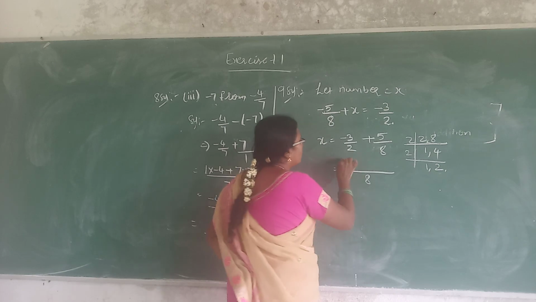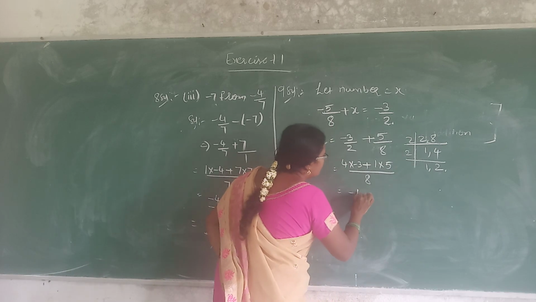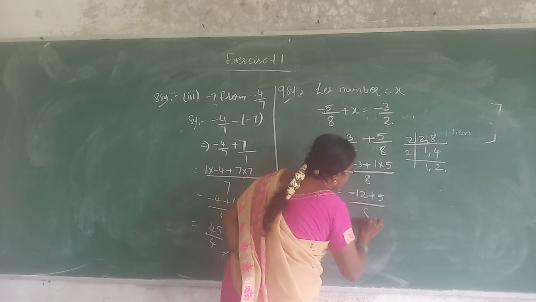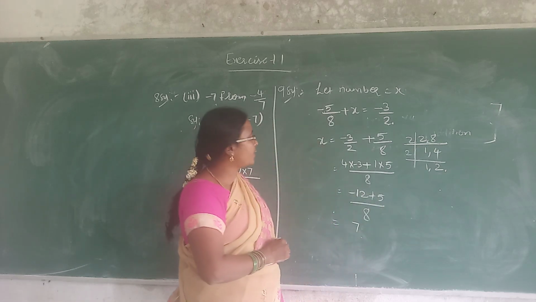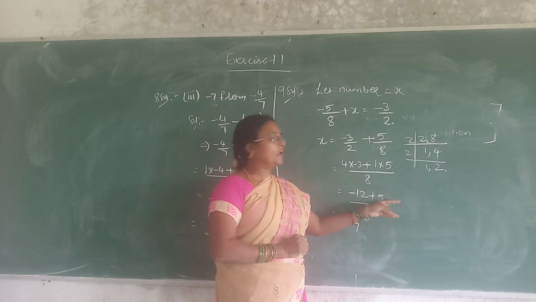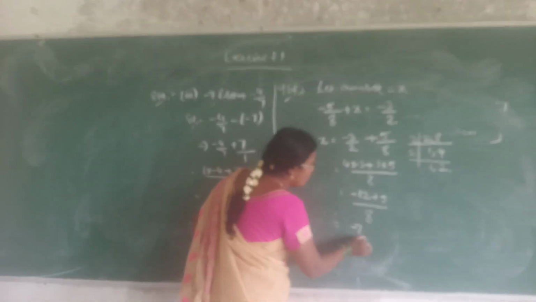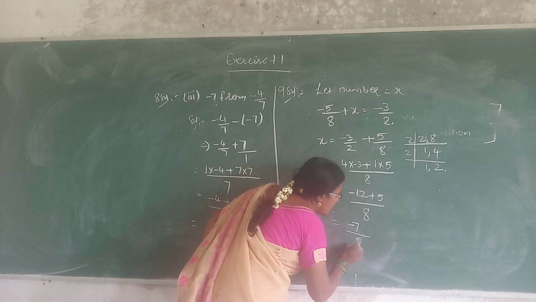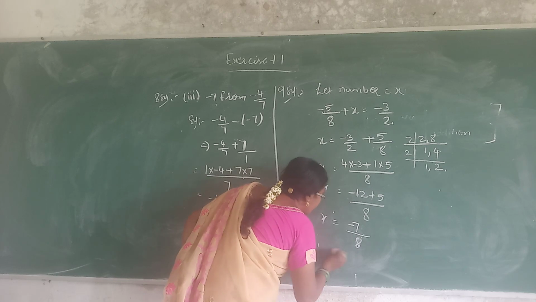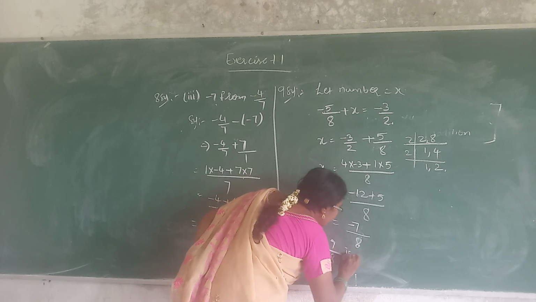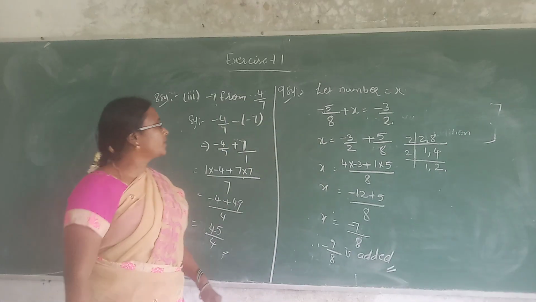2 goes 4 times, 4 into minus 3 is minus 12, plus 8 goes 1 time, 1 into 5. Minus 12 plus 5 by 8. So minus 12 plus 5 becomes 7. Is it minus 7 or plus 7? Among the two digits, minus 12 and 5, 12 is the bigger one. Before the 12 you have the minus symbol, so take minus. So minus 7 by 8 is the solution. This is nothing but x, the unknown number. Therefore, minus 7 by 8 is to be added. This is the solution regarding this problem.